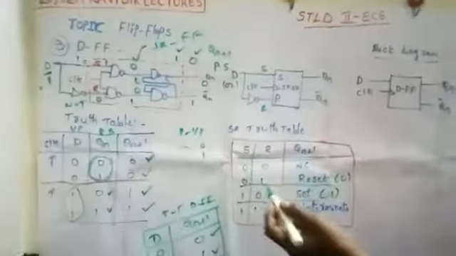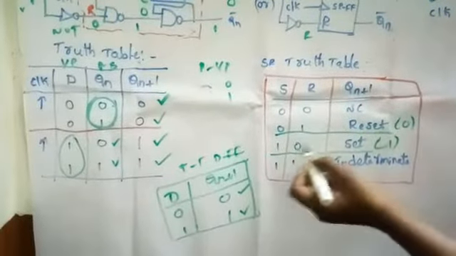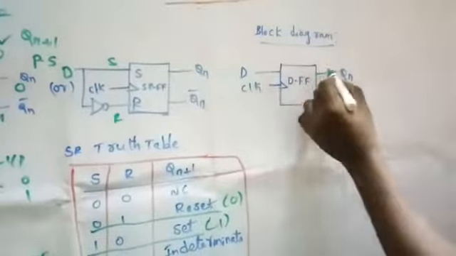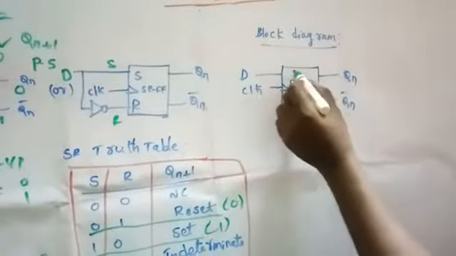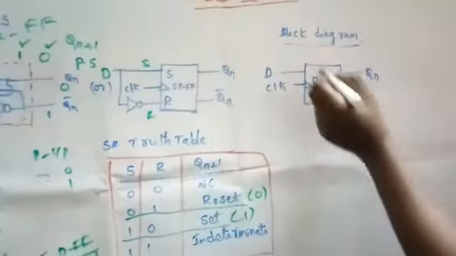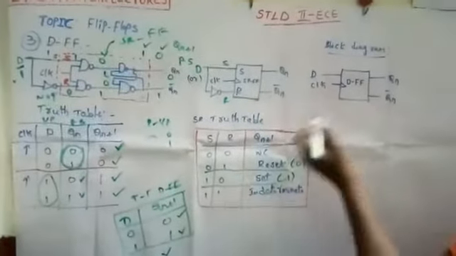You may write any one. So here, for reference purpose, I wrote the SR truth table. Actually no need. If you remember these combinations, 0 0 no change, 0 1 reset, 1 0 set, 1 1 indeterminate state, you can write directly. Then the block diagram of D flip flop is like this. One block where we take the inputs D and clock, and outputs Qn and Qn bar. This is the D flip flop block diagram and truth table. These two are our final outputs.